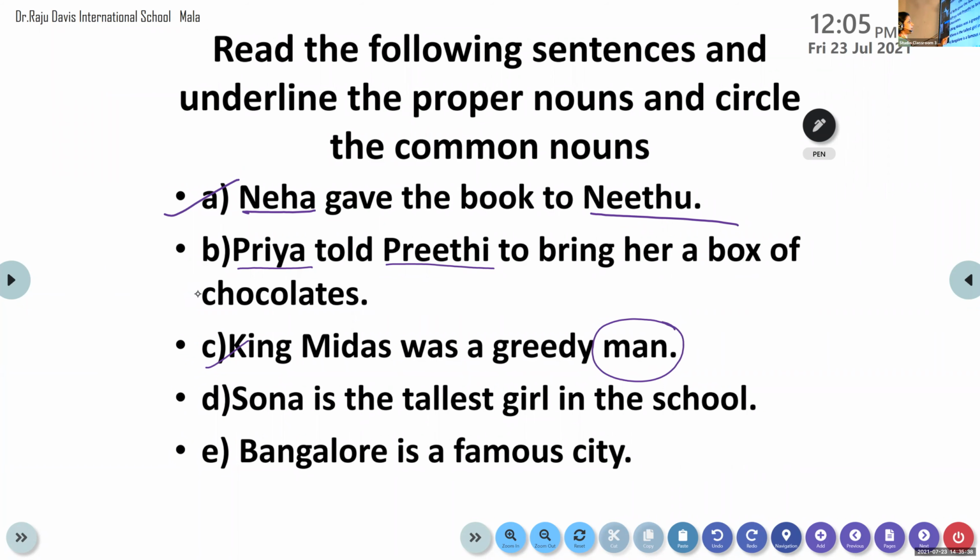Okay, Rohan. Come on, read the next question and tell me, pick out the proper noun in that sentence. Sona is the tallest girl in the school. Okay. Sona, very good. Sona is a proper noun there.